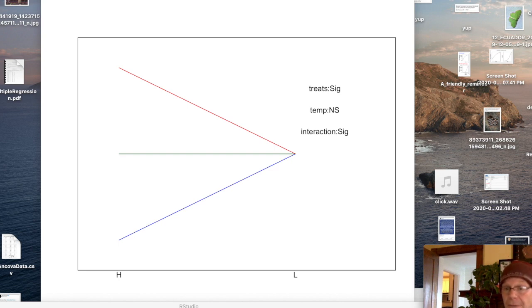If we were to look first just at temperature, why might temperature not be significant? Well, this is the mean of the temperature at the high group, and this is the mean for the temperature at the low group. They're at the same level. On average, between high and low temperatures, they're the same. It would make sense that temperature would not show up to be significant.